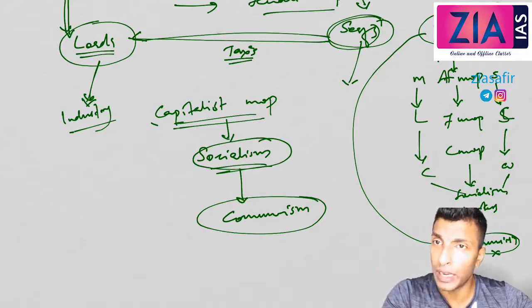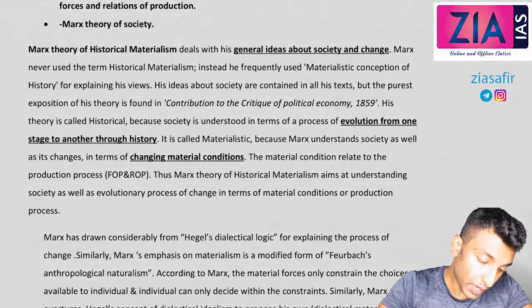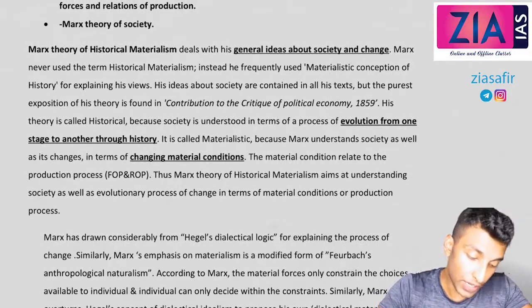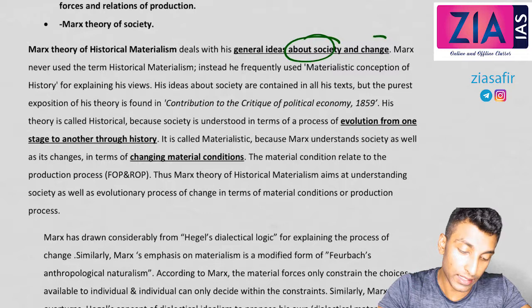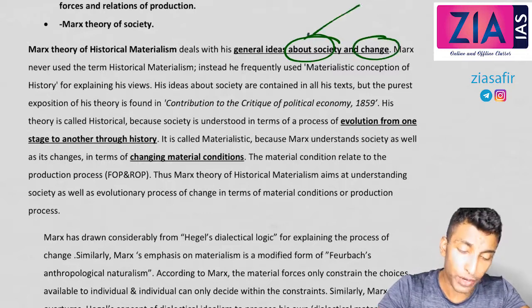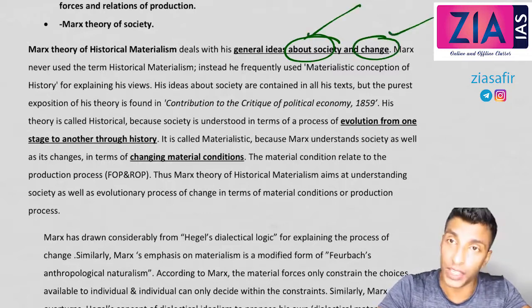Now we will move on to the PDF. With that we will explain sentence by sentence. I'll explain, you will understand everything. Okay. So Marx's theory of historical materialism deals with his general ideas about society and change. So this is what I've told you. One part you need to write about is his idea. The other part is change.